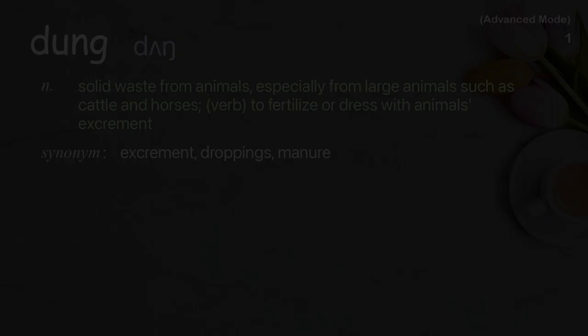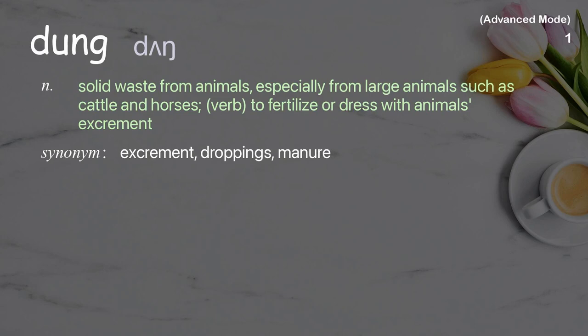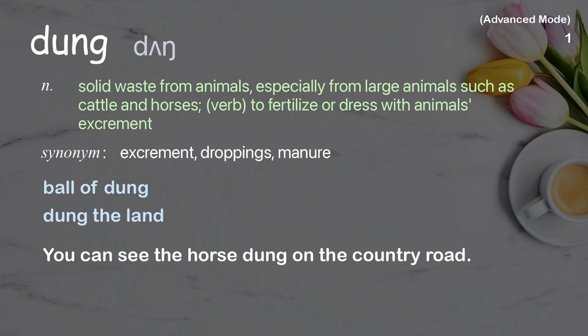Dung. Solid waste from animals, especially from large animals such as cattle and horses. Verb: to fertilize or dress with animals' excrement. Examples: Ball of dung. Dung the land. You can see the horse dung on the country road.